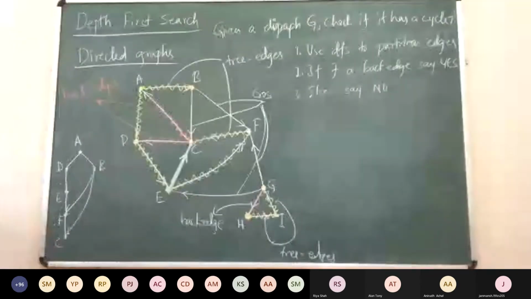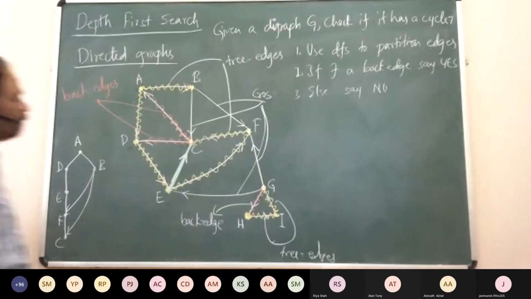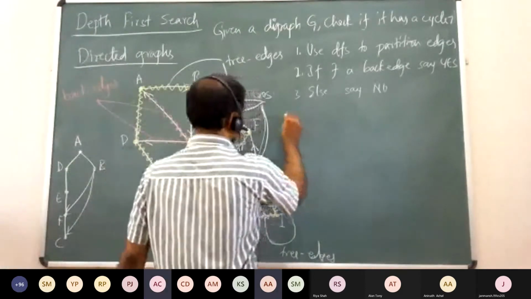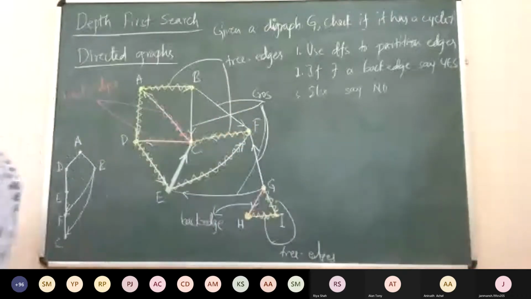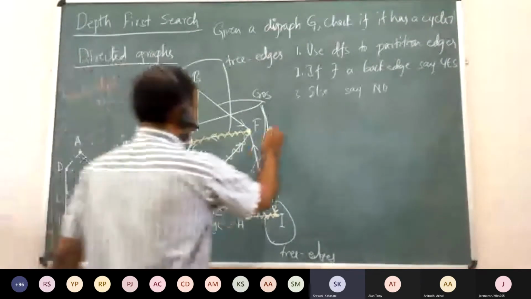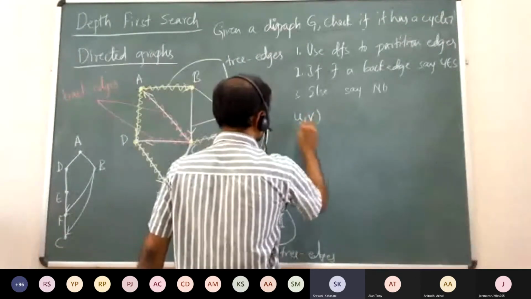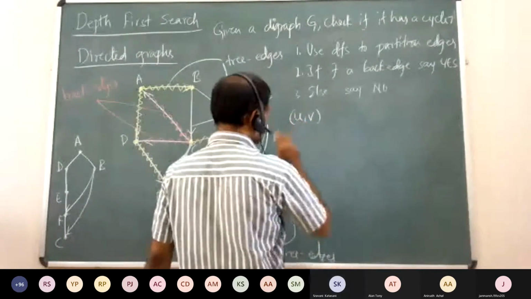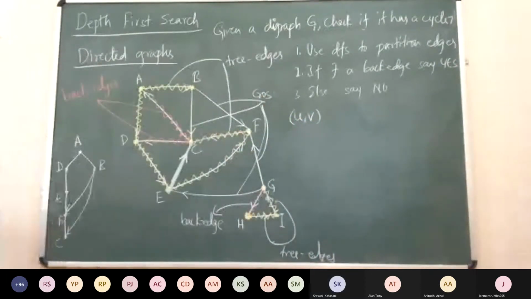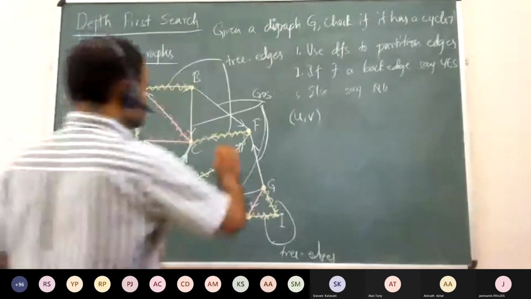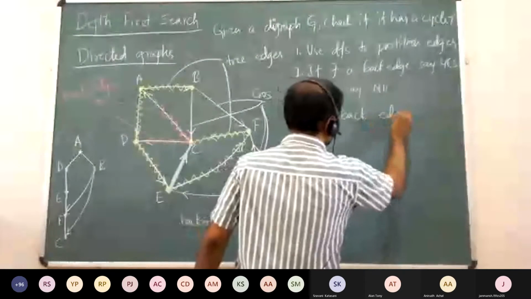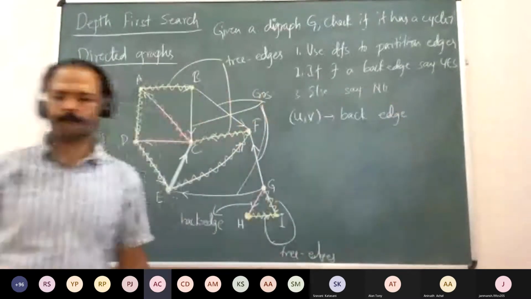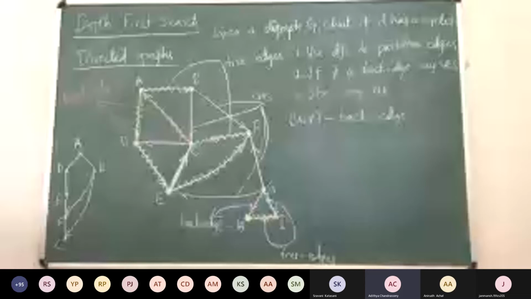Now why is this correct? Suppose there exists a back edge, can you exhibit a directed cycle? One path will be all forward edges, and the other will be the backward edge. Suppose there is a back edge UV. Notice that UV is different from VU, right? It's a directed graph. The edge is UV. Suppose this is a back edge. Then what is the cycle? The path from V to U and then UV.